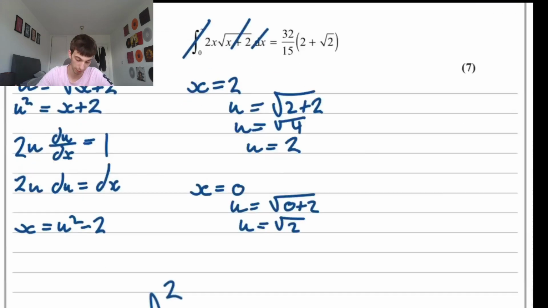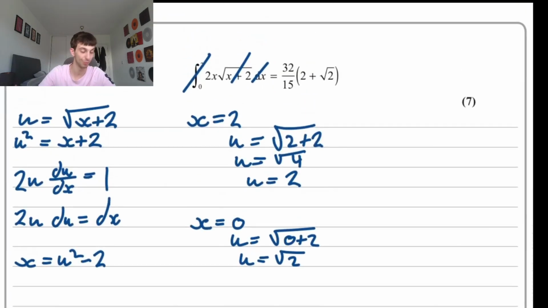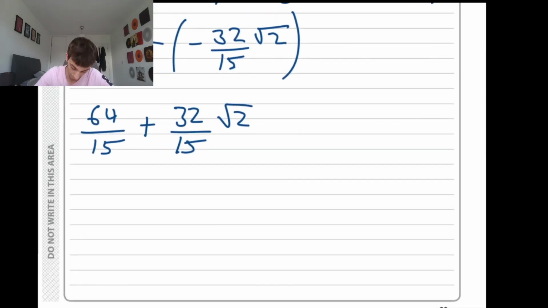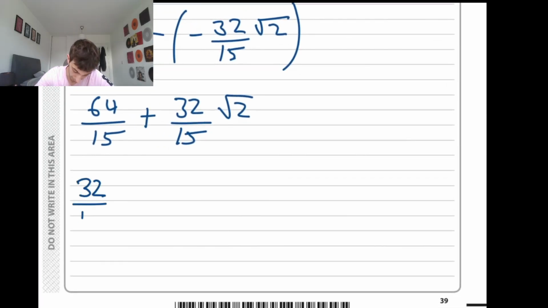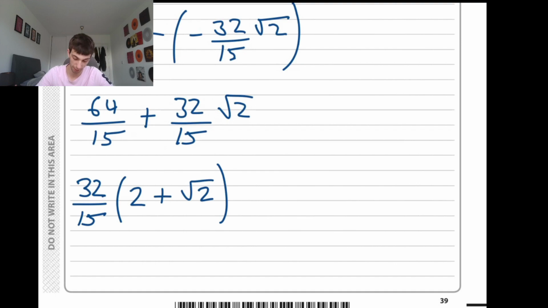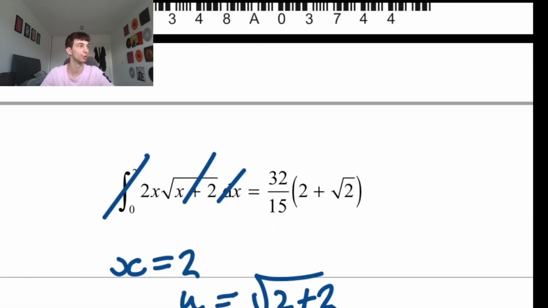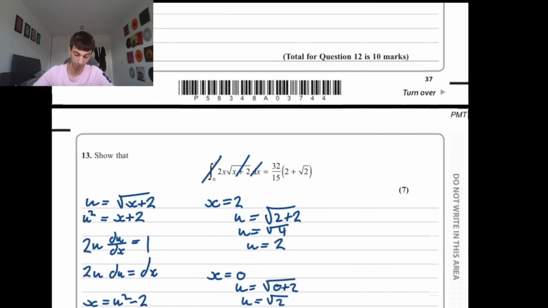So then from here, going back up, compare it to what we're trying to get to, we have to factor out 32 over 15, and we're hoping we get 2 plus root 2 in our answer. Let's see if it happens. So factoring out 32 over 15, we have 32 over 15. Then what do we have to times by 32 over 15 to get 64 over 15? It's indeed 2. And then factoring out 32 over 15 times root 2, we're just left with root 2. So we have 32 over 15 multiplied by 2 plus root 2. And I believe that is exactly the answer that they want us to get. 2 plus root 2. So that's your answer, doing it by substitution.